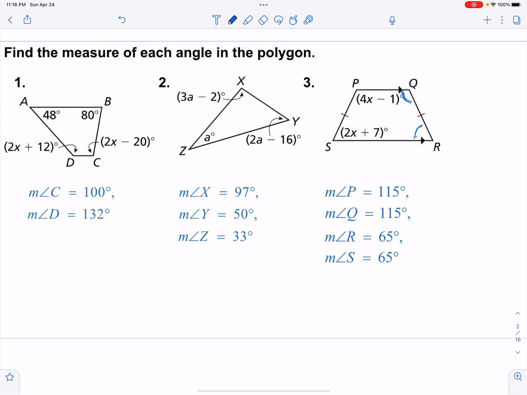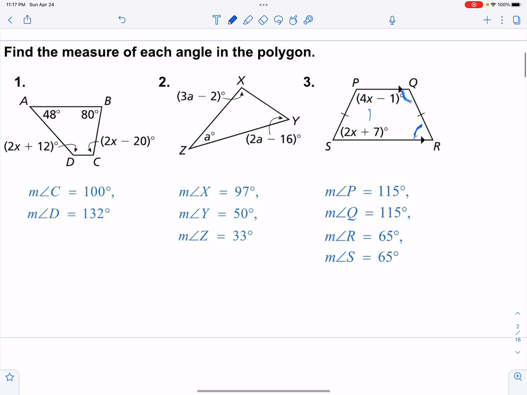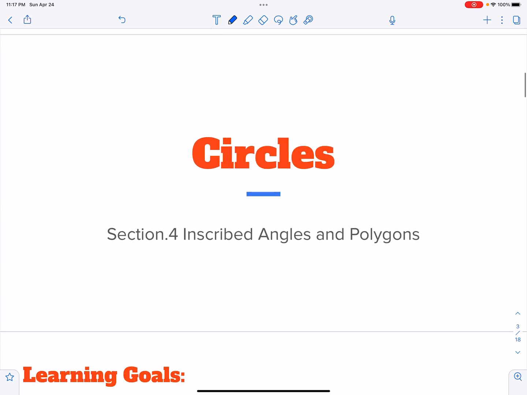So we could have done either fact that the top two are the same and the bottom two are the same and added everything up to 360, or we could have just simply added those two up to 180 degrees because they are consecutive interior angles on parallel lines.